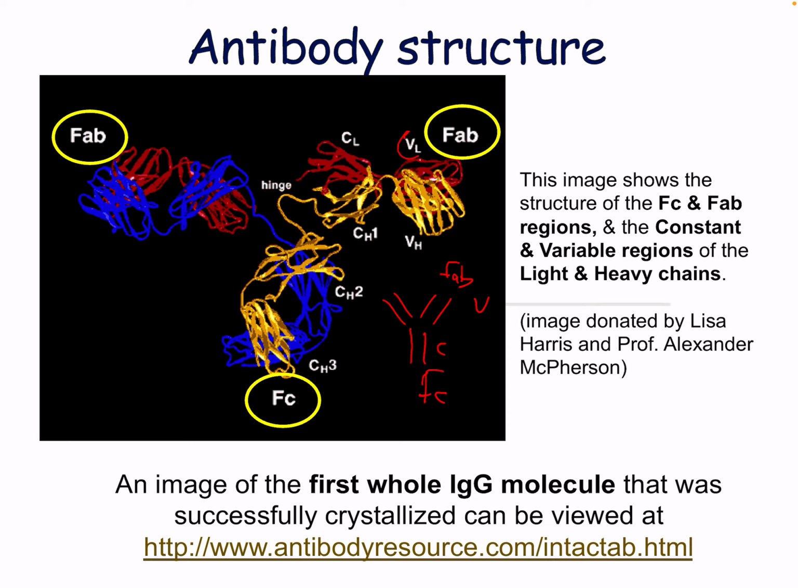But this is a more appropriate look. The image shows the structure of the Fc and Fab regions and the constant and variable regions of the light and heavy chains. So you guys can check this out if you want to look at more interactive antibody stuff.